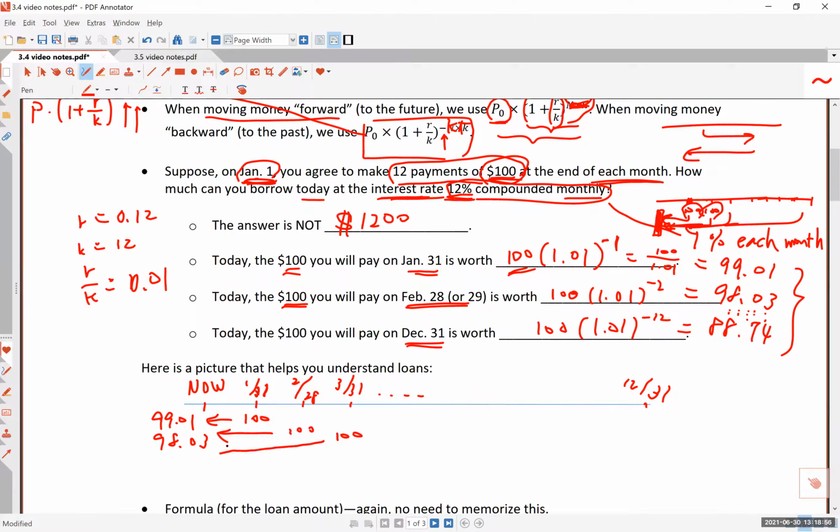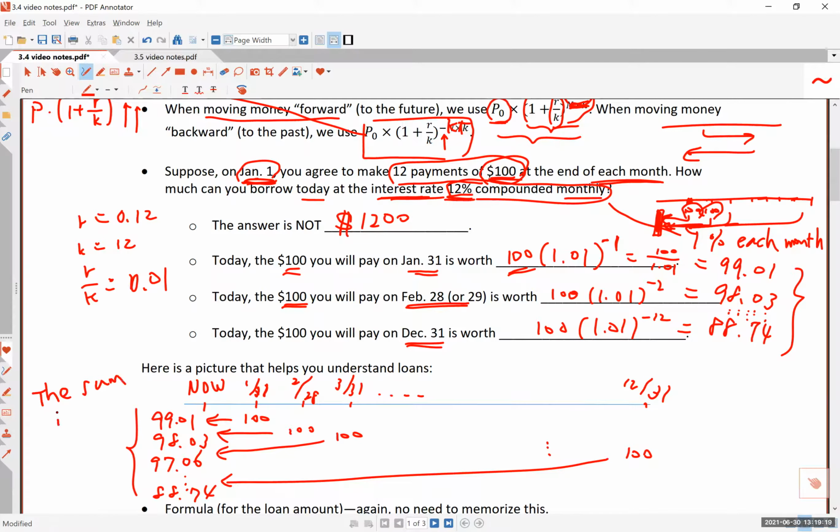Yeah, the third payment to be paid at the end of March is only worth 97.06, and so on. The last payment is worth, what did I say? 88.74, right? You add up all of these 12 present values. The sum of all of these is how much you can borrow today. That is the amount of your loan.